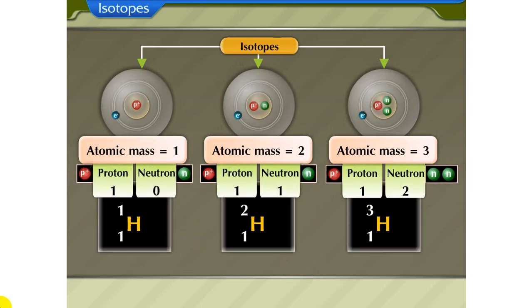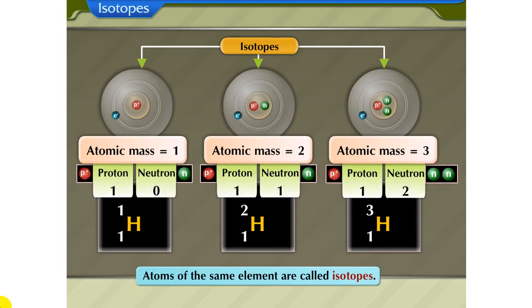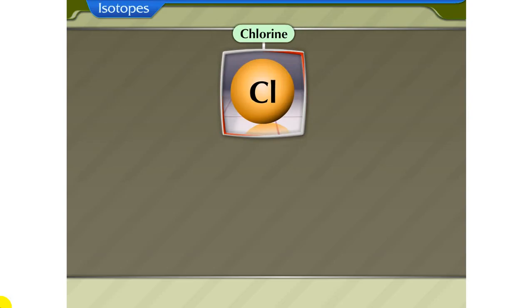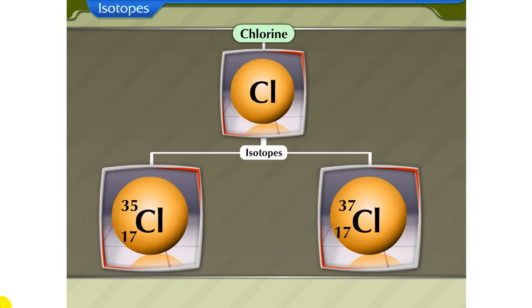In nature, there exist some elements which have atoms with different number of neutrons. Such atoms of the same element are called isotopes. For example, chlorine exists in nature in two isotopic forms, one with mass number 35 and another with mass number 37. Many elements consist of a mixture of isotopes.